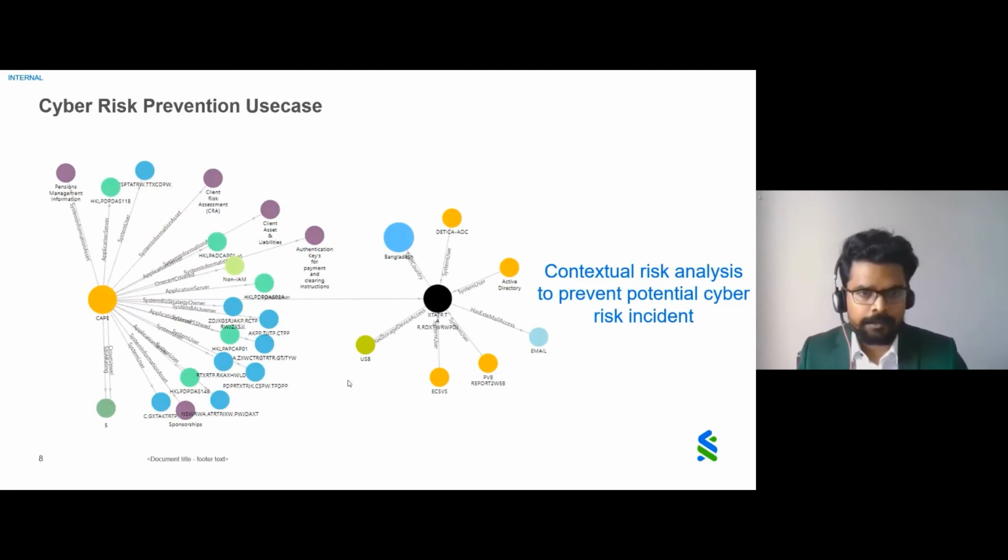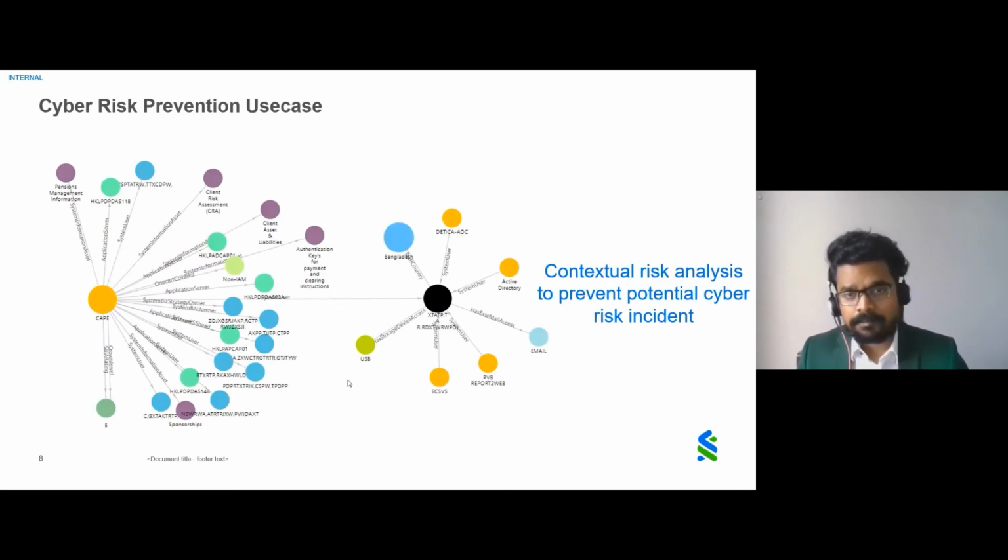So far, the applications have been functioning from a siloed perspective, and now they are all more connected with the intelligent insights from Cypher. That's how the context is being added to the various applications within the bank.